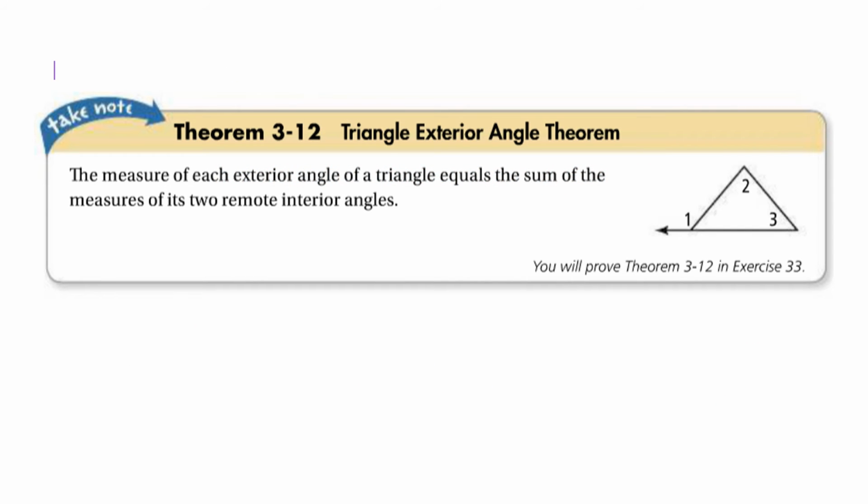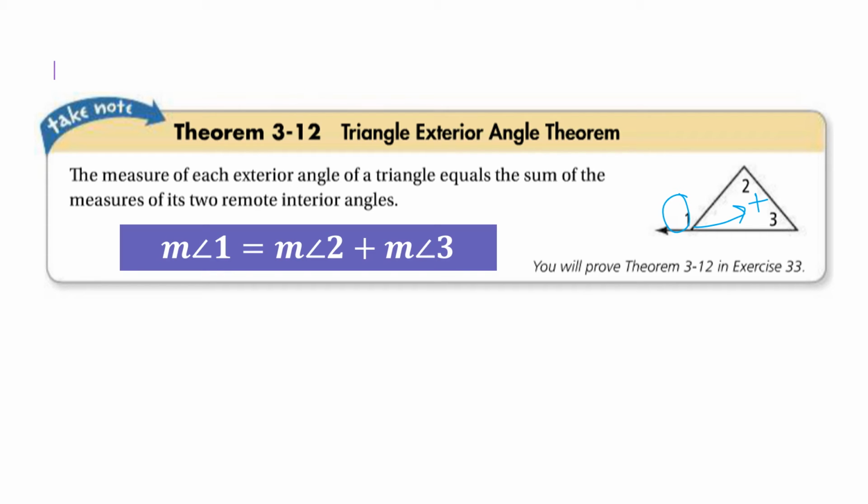Theorem 3-12 is the triangle exterior angle theorem, which means the measure of each exterior angle is equal to the sum of the two remote interior angles. So basically speaking, the measure of angle 1 is equal to the measure of angle 2 plus the measure of angle 3.